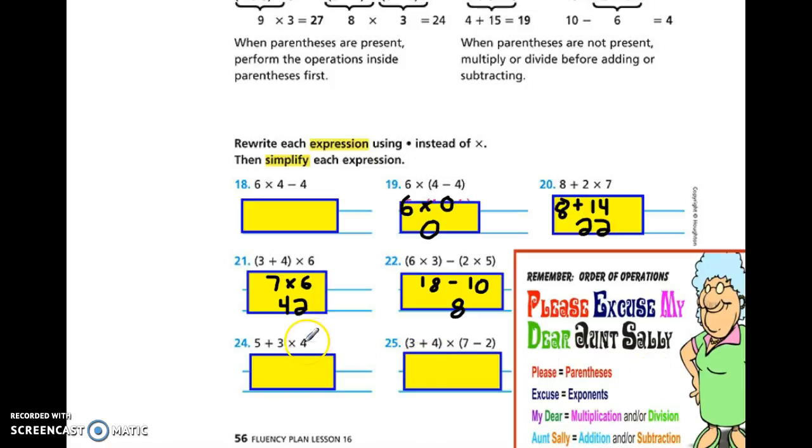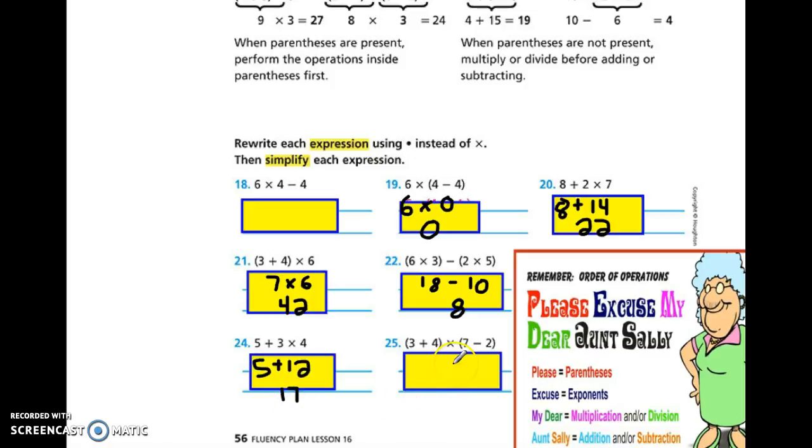All right, so first, any parentheses? Nope. Any exponents? Nope. Multiplication. Yeah. 3 times 4 is 12. I'm going to add on what's left. Plus 5. So then I keep going. Any division? Nope. Addition. Yes. So 12 plus 5 would give me 17.